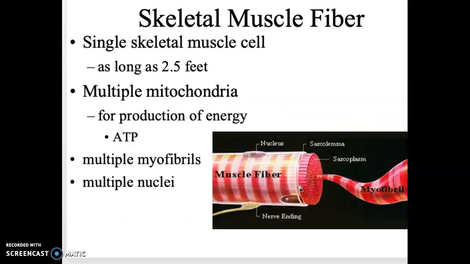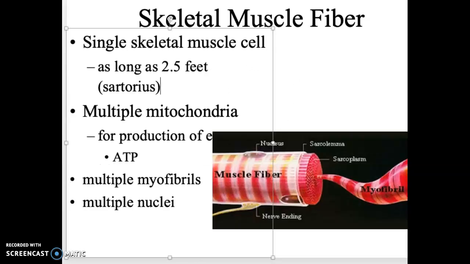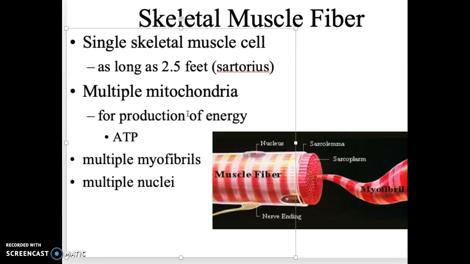One single muscle fiber, one single muscle cell, can be as long as 2.5 feet. This is your sartorius in the leg, which is a long, skinny muscle. Like I said previously, muscle cells have multiple mitochondria because the cells fuse together during embryonic development, and this is useful to produce lots of energy. You guys know mitochondria are the powerhouse of the cell, producing ATP. And then multiple myofibrils, which are the parts that include the thick and thin filaments, we'll go through in a little bit. And then multiple nuclei, again from the fusion of multiple cells together.